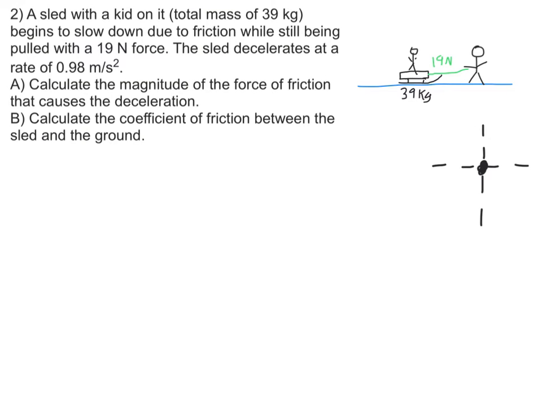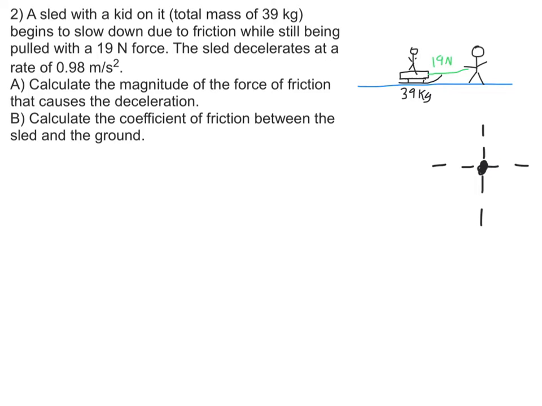All right, in my second example problem, looks like I have a kid on a sled here. Maybe it's winter time and we're in Georgia, so maybe this is the one day out of the year we got a little bit of snow. And somebody is pulling the kid along on the sled. Sled and kid have a mass of 39 kilograms, as you see here in the problem, and is being pulled along with 19 newtons of force.